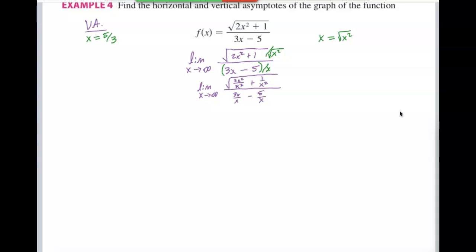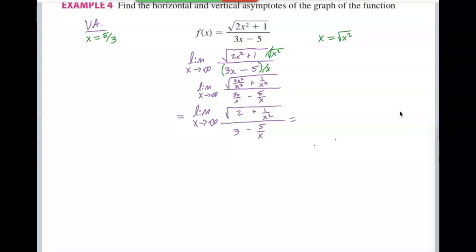All right, so now I'm at the simplify stage. And we have root 2 plus 1 over x squared over 3 minus 5 over x. And now our limit laws from towards the beginning of this unit allow us to basically take the limit of every term separately. We're even allowed to sneak the limit under the square root. So you're just looking at each term separately.